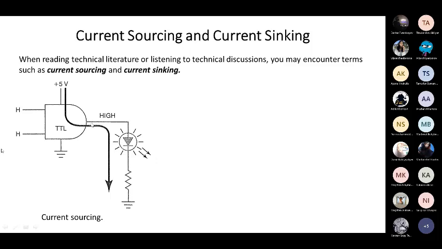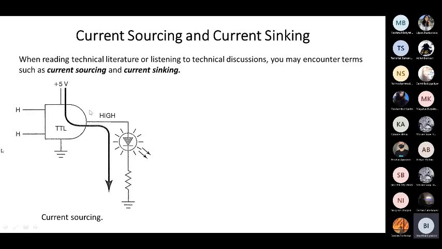Approximately, it will not be 5 volts. You saw it will be maybe 3.5, maybe 3 volts. So it depends on the TTL. And the current will go, actually we take current from the AND gate, from the integrated circuit, and it goes through the LED. So for this reason, we name it current sourcing.